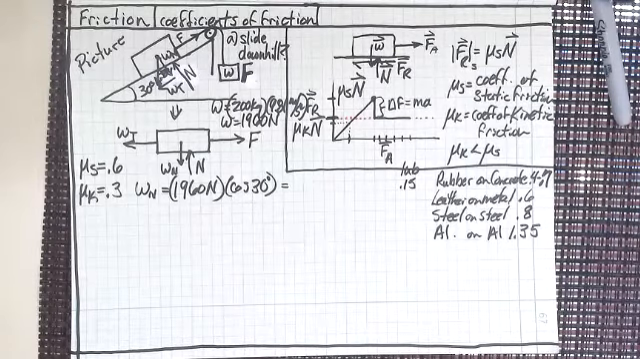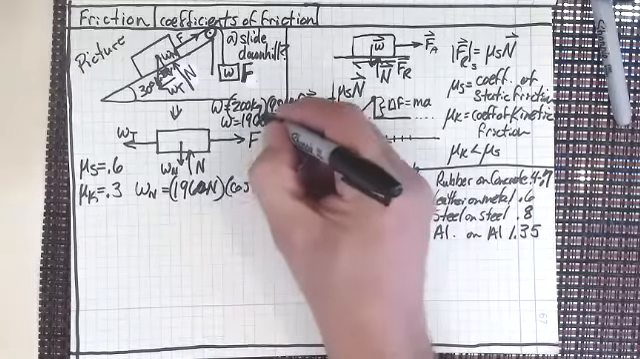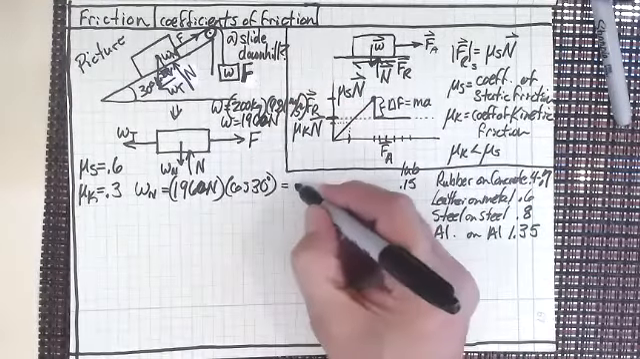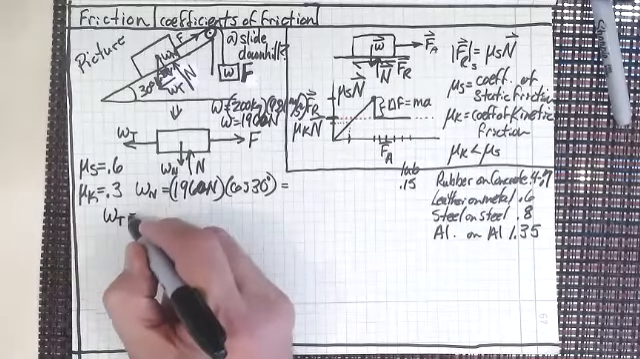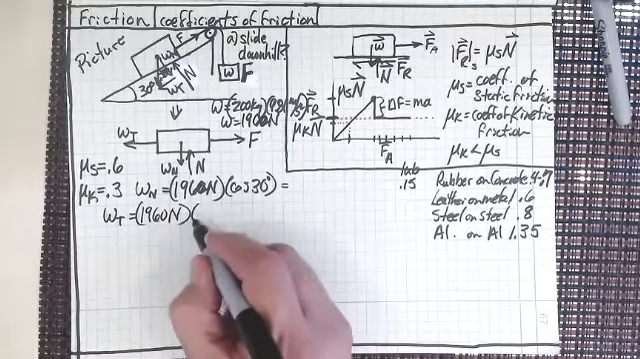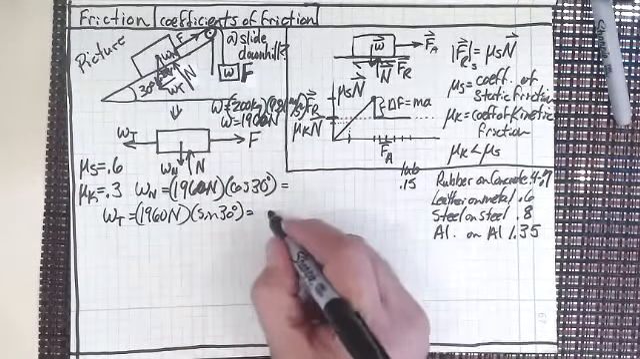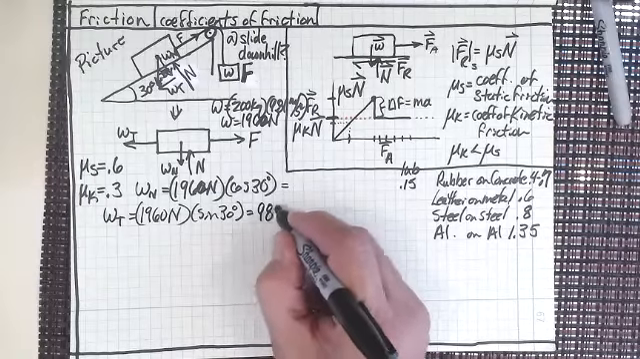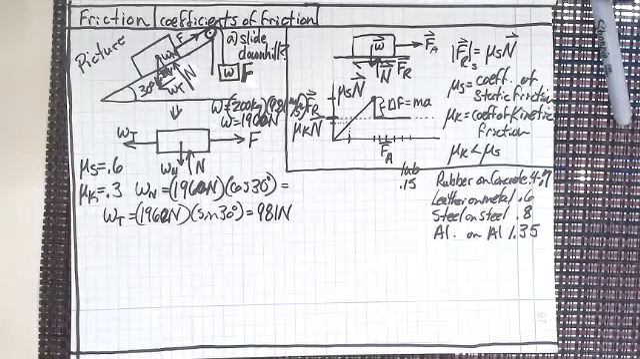And if we plug that in, I'm sure that I'm going to get 981. Yes, I should use 62, shouldn't I? Sure, okay, I'm using 62. All right, so, oh no, the sine of that is going to give me, let me do that one too. So W sub t is going to be 1960 newtons times the sine of 30 degrees. Sorry about that. And that gives me 981 newtons for that.